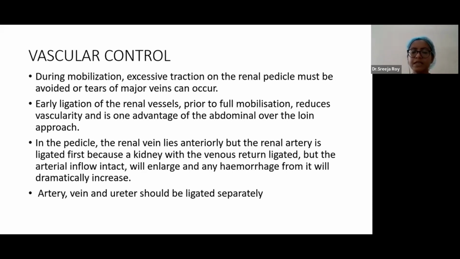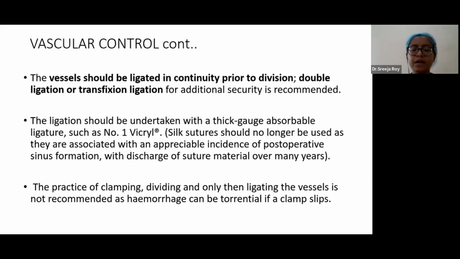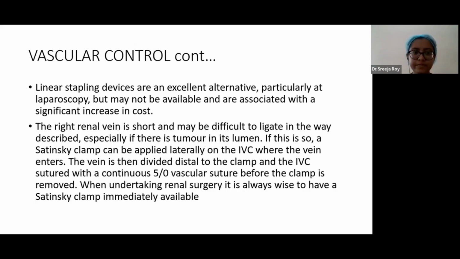In the pedicle, the renal vein lies anteriorly, but we should ligate the renal artery first, because a kidney with the venous return ligated but arterial flow intact will enlarge and any hemorrhage will dramatically increase. The artery, vein and ureter should be ligated separately. The vessels should be ligated in continuity prior to division, preferably doubly ligated or with transfixation ligation. Linear stapling devices are also used nowadays.